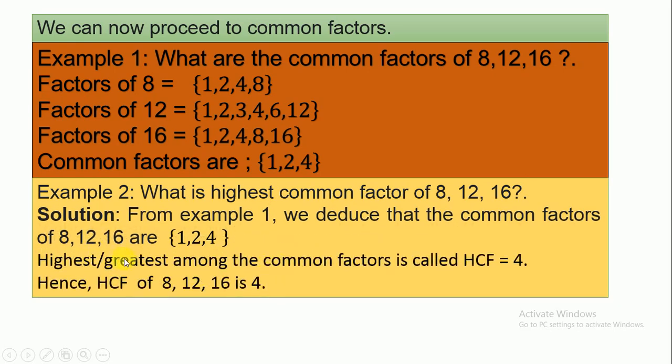So highest means the greatest among the common factors. These are the common factors 1, 2, 4. The greatest among 1, 2, 4 is 4. So hence our HCF, which is the highest common factor of 8, 12, and 16, is 4. Interesting. Wow. That's just it. Very simple. Can we proceed? You said yes? Okay, let's move on.